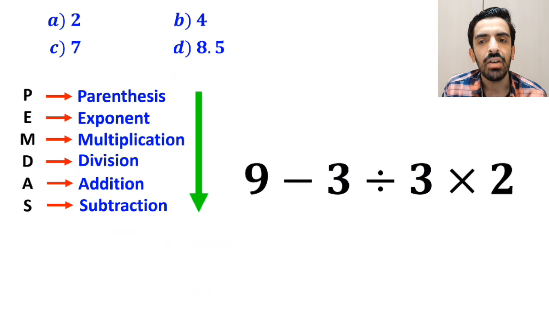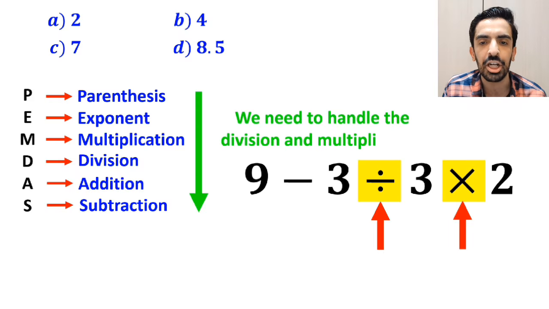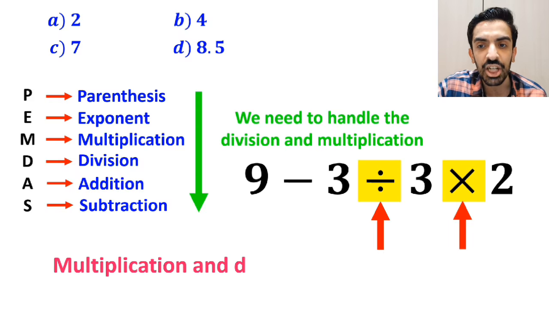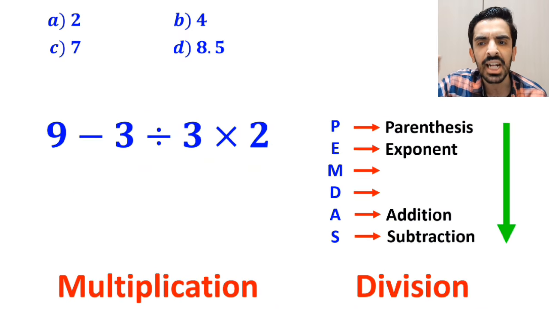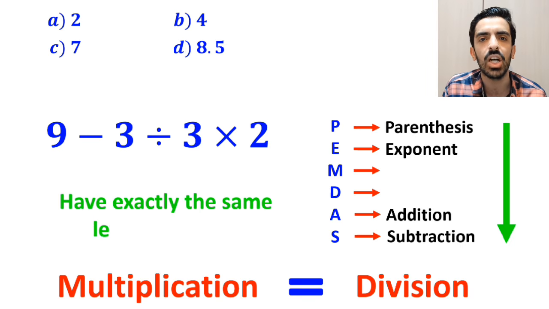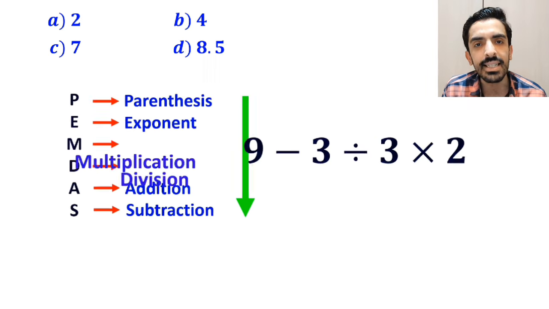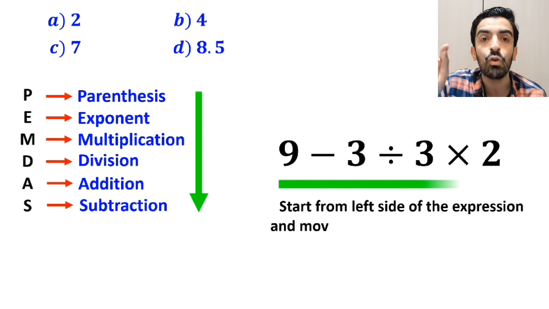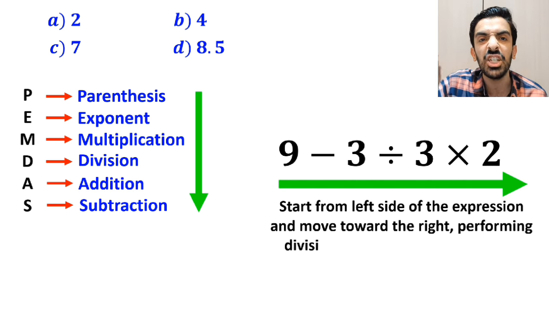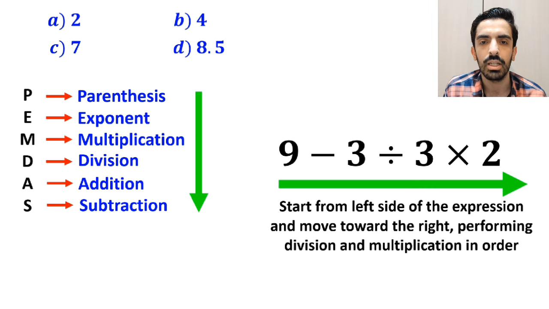In the next step, we need to handle the division and multiplication, since multiplication and division have a higher priority than subtraction. However, it's very important to note that in the PEMDAS rule, multiplication and division have exactly the same level of priority. In this situation, the best thing to do is to start from the left side of the expression and move toward the right, performing division and multiplication in order.